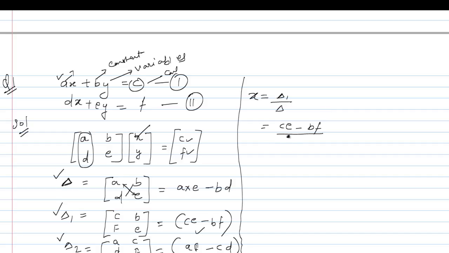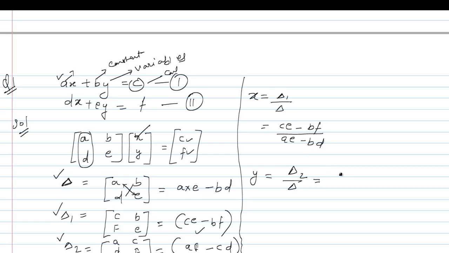And what is my delta? This is ae minus bd. Okay, this is my delta. So for finding the x variable, just put delta 1 by delta. We already found delta and delta 1. For finding y, it is the same: delta 2 upon delta. Okay, do you understand?